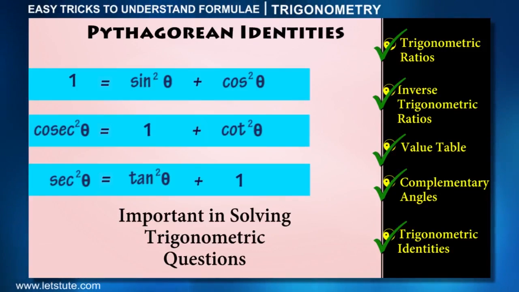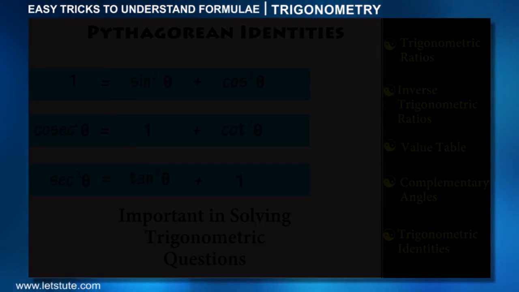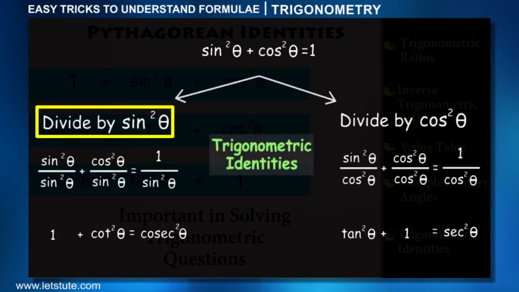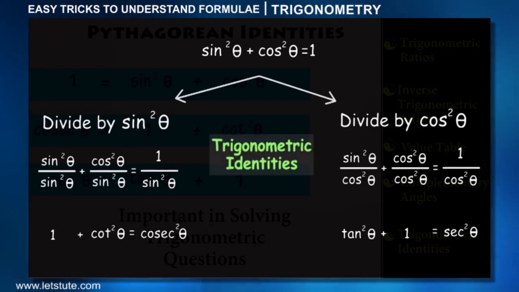And like all the other formulae of trigonometry, these three are also very important in solving trigonometry questions. And they are very easy to remember because once we know that sine square theta plus cos square theta is 1, then to obtain the other two, we divide this identity first by sine square theta and then by cos square theta.